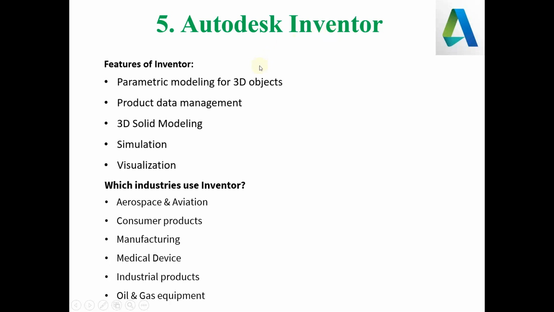Then Autodesk Inventor features, again most of the features are very similar. Actually, if you learn one 3D modeling software, you can see that other modeling softwares will be very easy to learn. If you learn just one, you can easily learn the others because most of the features are common. Most of the options, tools, many of the things are common. Which industries use Inventor? Again, commonly used different industries are given here, similar to previous examples.